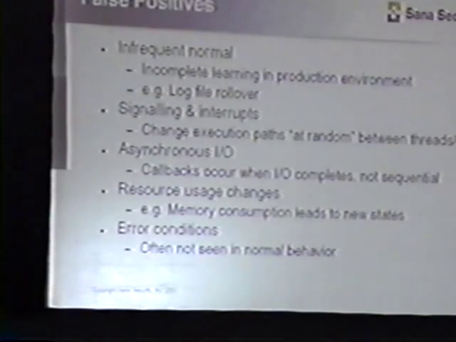So the first way you can get anomalies is if you have an incomplete definition of normal, because of the way you've constructed it. Maybe you've learned it in the production environment, and you could get things like infrequent events like log file rollovers that cause anomalies.